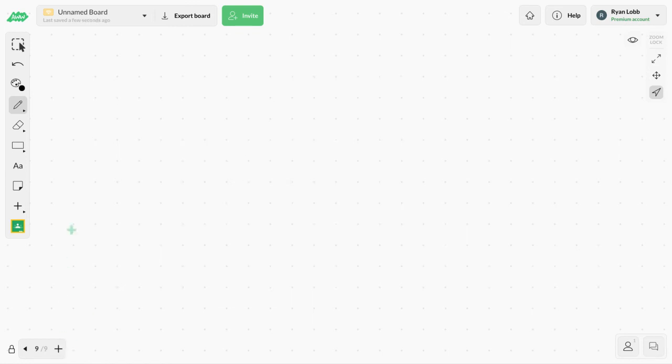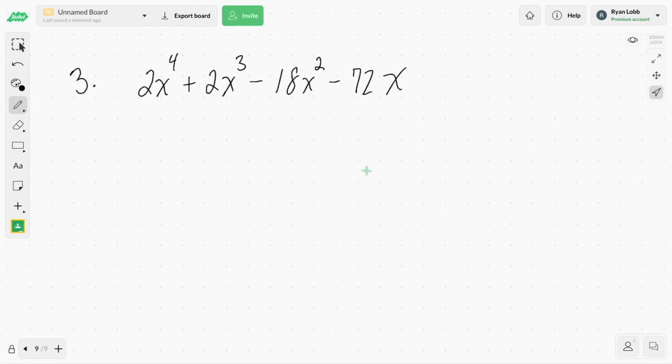And let's go with one more factor by grouping here. Okay, so this one we're going to make 2x to the 4th plus 2x cubed minus 18x squared minus 72x. Okay, so I'm doing this one to get you to think that what?